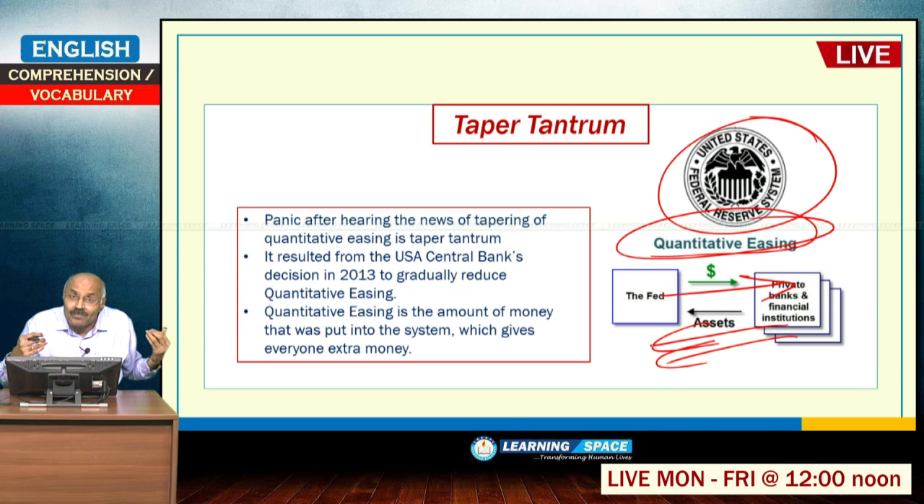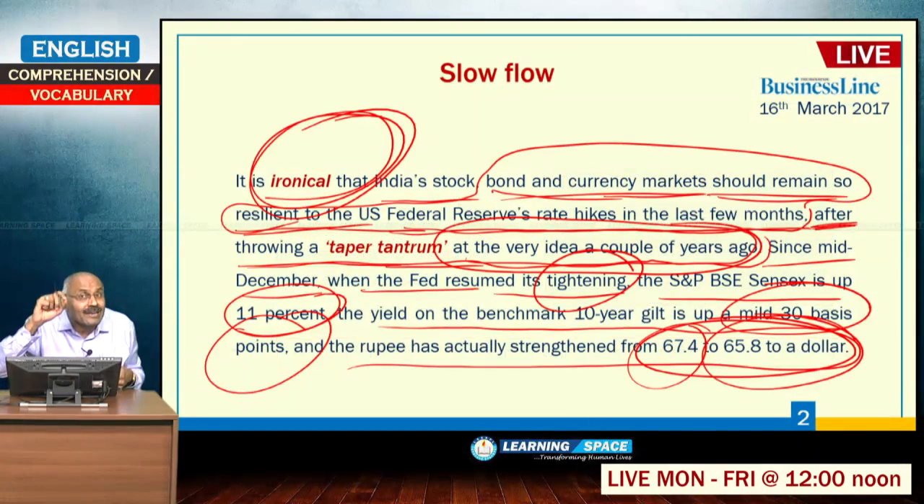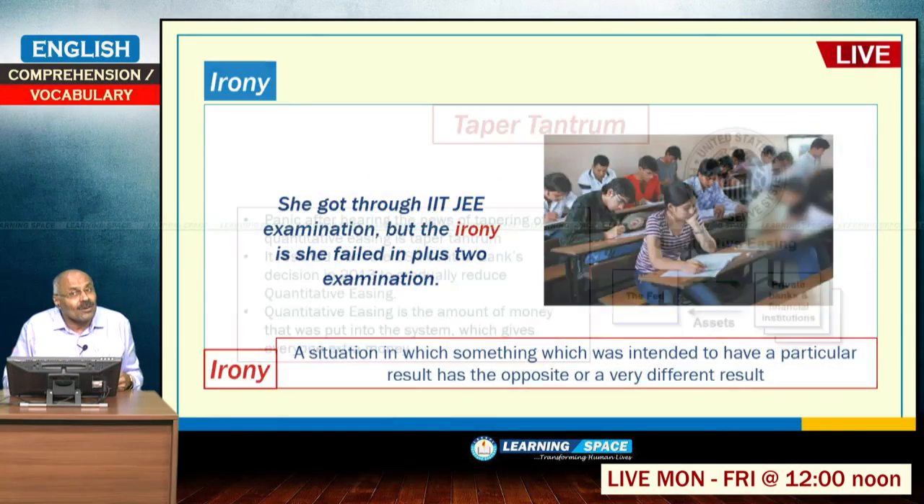But 2-3 years ago, the Federal Reserve decided to reduce quantitative easing. Only with the statement of reducing quantitative easing, markets were in panic at that time. So, panic after hearing the news of tapering of quantitative easing is a taper tantrum. At the time markets were in panic after hearing the news about tightening or tapering of quantitative easing, but now in spite of the Federal Reserve increasing the interest rates, markets gained. So, this is the opposite of what happened. That is why he used ironical, right.